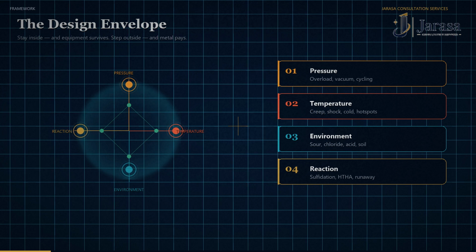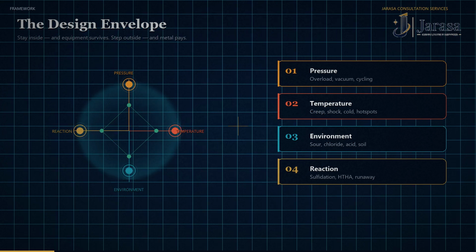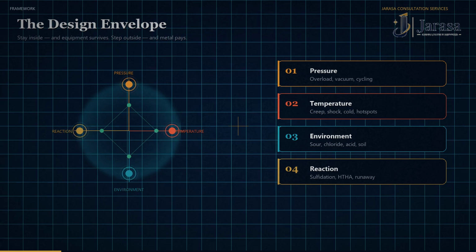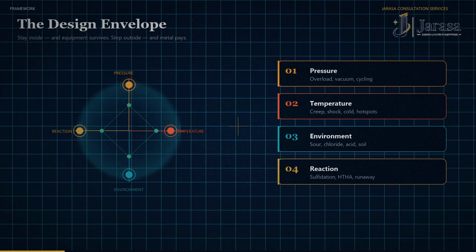Today we'll look at 4 families of severity: pressure-based, temperature-based, environment-based, and reaction-based. Watch how each one attacks components differently.